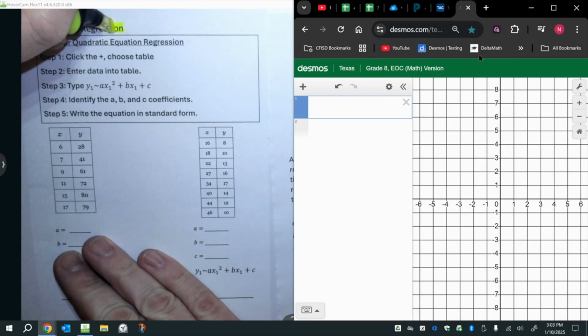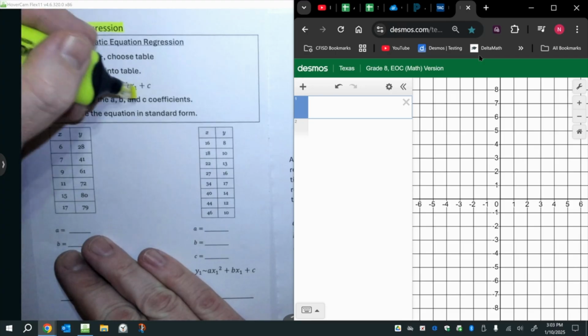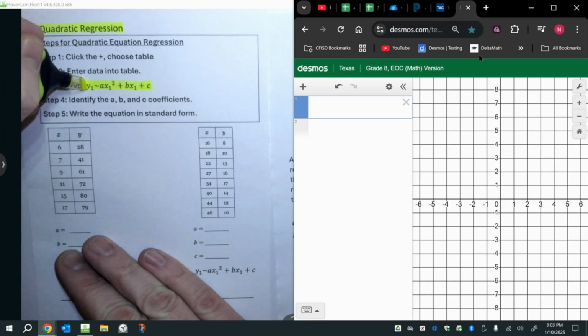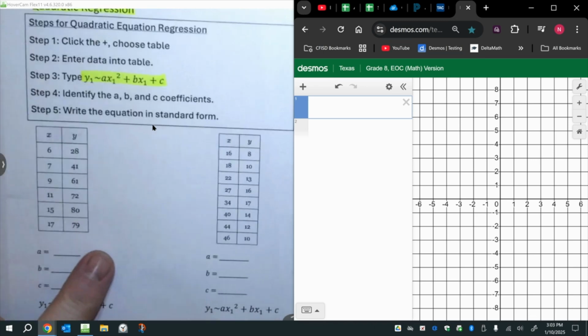So we're going to write and fill out the steps for the quadratic regression formula. So here we go. We're going to input our information into the table after we choose a table, and this is the information we need today. We'll identify some stuff and be able to write in quadratic standard form. We haven't talked about that yet. So here's how this is going to go, y'all. We're going to take a look.